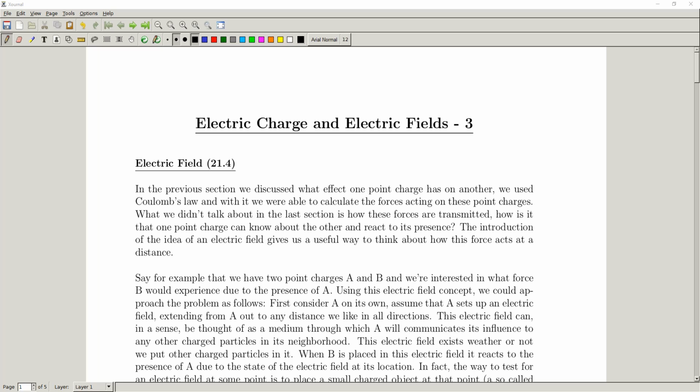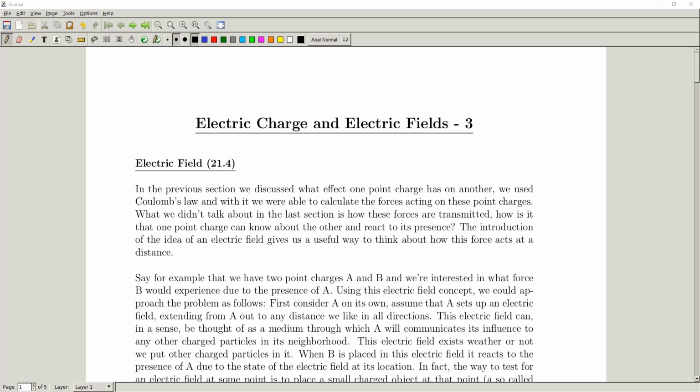Okay, this is going to be our third video in our electric charge and electric fields module. In this video, we're going to be discussing electric fields, and pretty much everything I'm going to be discussing here maps directly onto section 21.4 from the text. And so let's get into it here.